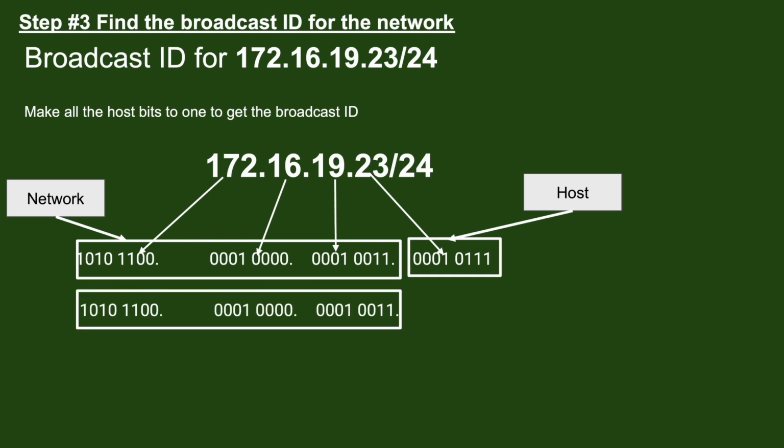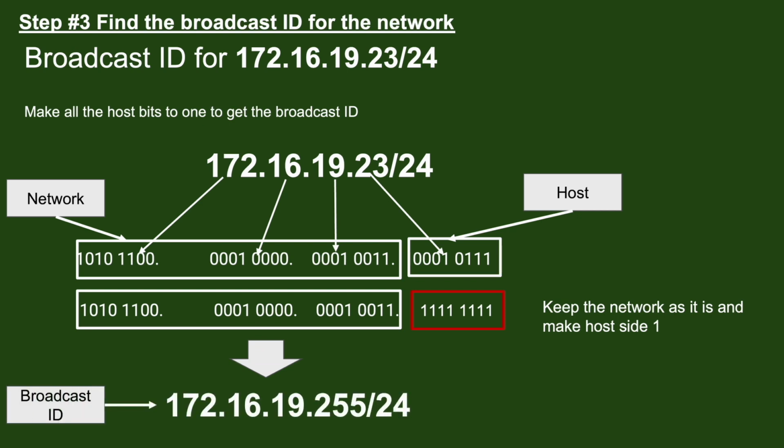So it will look like this: exactly the same on the network side, but on the host side, we made all the bits into 1, which will turn into something like this: 172.16.19.255/24. So the broadcast ID for the IP address 172.16.19.23 is going to be 172.16.19.255.